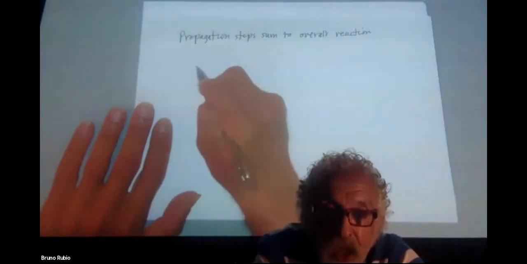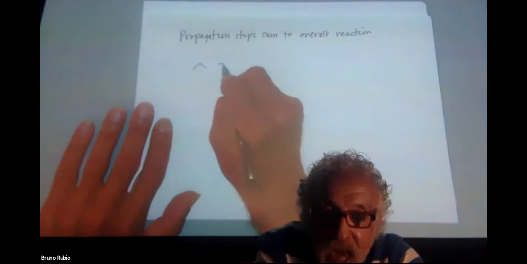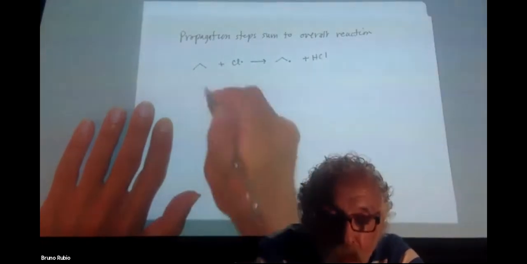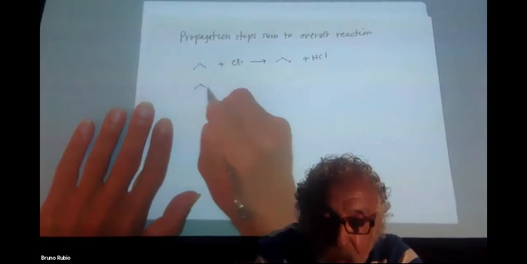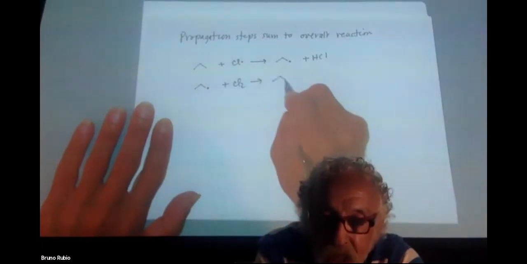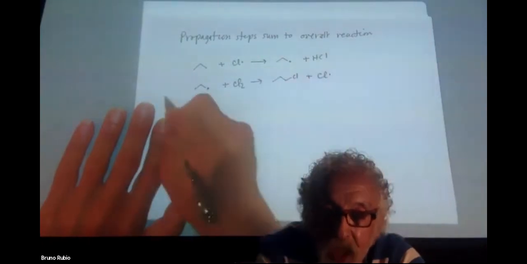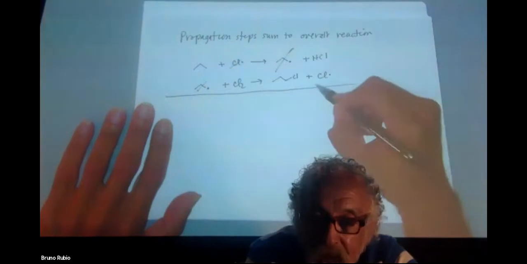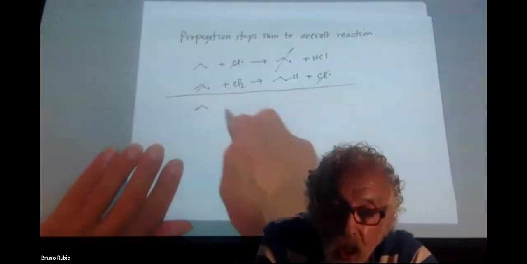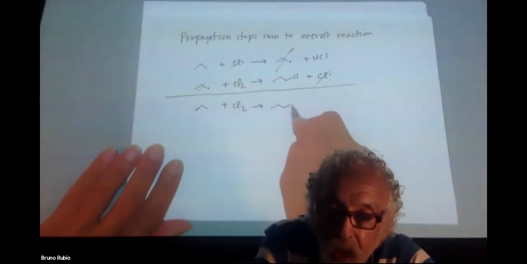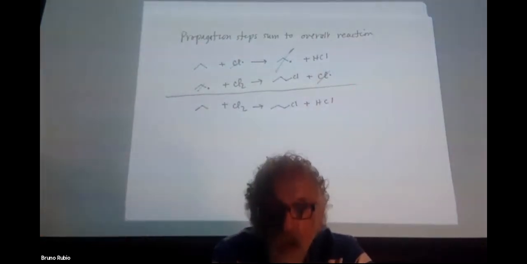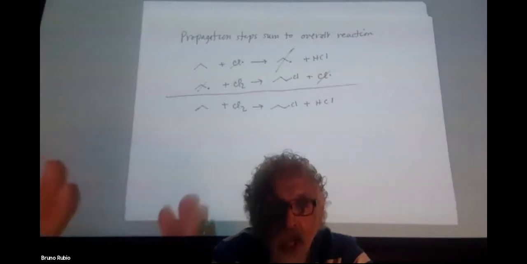Okay, so what did we write for propagation steps? This guy plus Cl dot makes this guy plus HCl. That was propagation step number 1. And then propagation step number 2 for this system would be that radical plus Cl2 makes the 1-chloropropane plus Cl dot. Sum. This guy cancels this guy, Cl dot cancels Cl dot, and what is left is the overall reaction with the reactants on the appropriate sides of the arrow, right? And we could also do this very same summation for the 2 propagation steps that led to the 2-chloropropane. That's one observation about the propagation steps. They add up to the overall reaction.